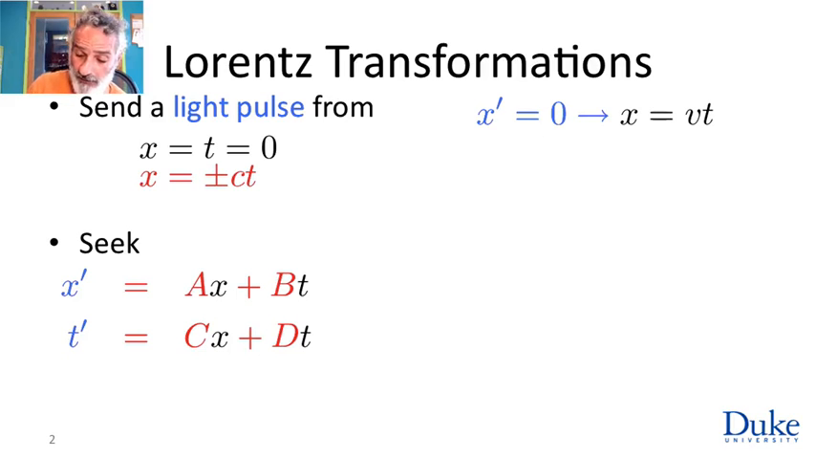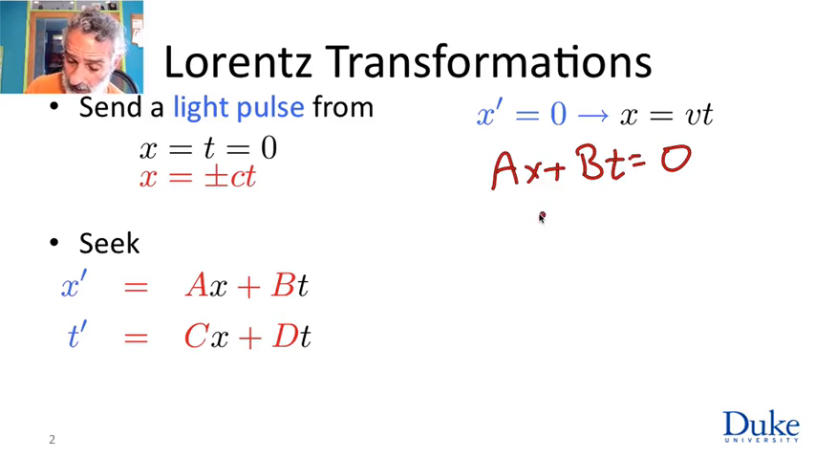Well, the first is that if you set x prime equal to 0, that's the here of the blue observer, well, that here should be moving to the right, say, with respect to the black observer at speed v. That's what defines the relative velocity v. And so setting x prime to 0 means we should discover that x is equal to vt. Okay, put that into our equation, set x prime to 0, and what you see is that x prime equals 0 means that ax plus bt is equal to 0. That's the equation x prime equal to 0.